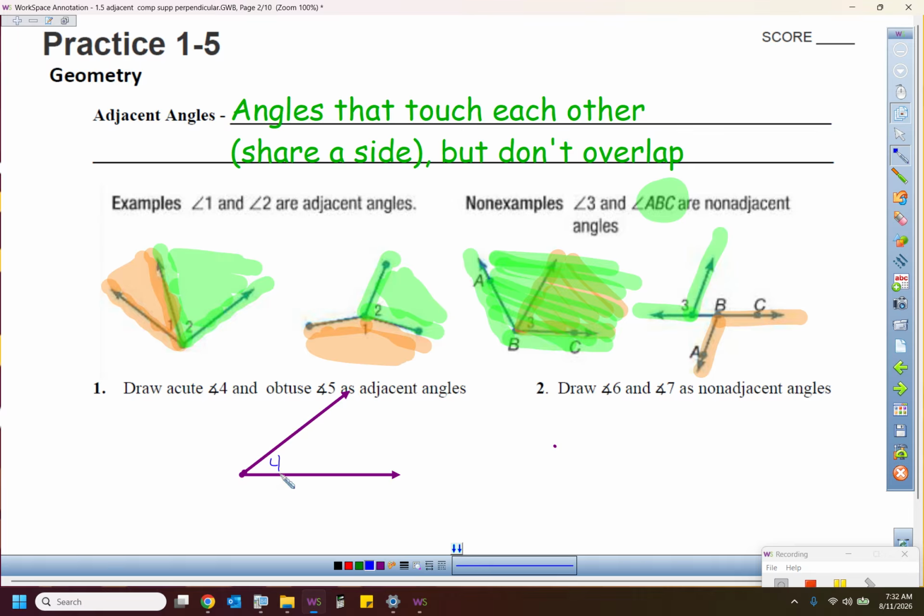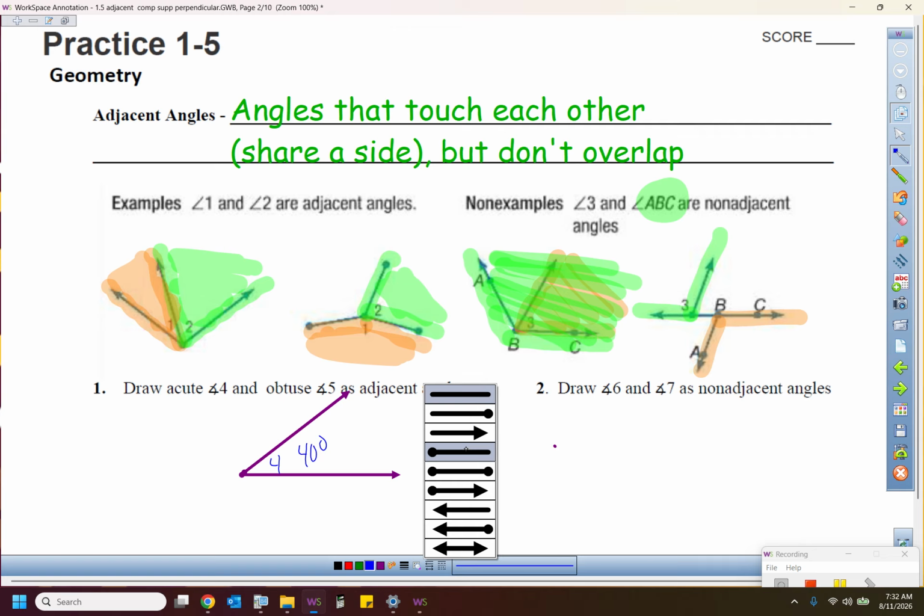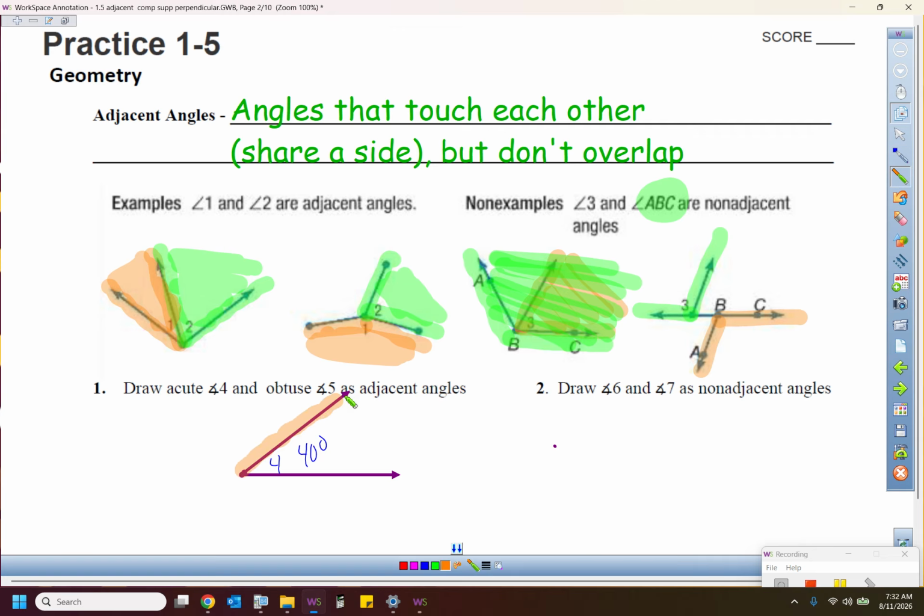So angle 4 right here, and then I'm just going to make up some sort of measurement. That to me looks like about 40 degrees, so it's just a rough estimate. It's definitely not like 70 degrees or anything like that, but he's definitely acute. And then I need an obtuse angle 5. Well, since they're supposed to be adjacent, they got to touch each other, right? So I'm going to basically make them branch off of this guy as the same ray that they share. So I'll get rid of that, and then I will grab my ray maker tool again, and I'll just kind of go like this and call that angle 5.